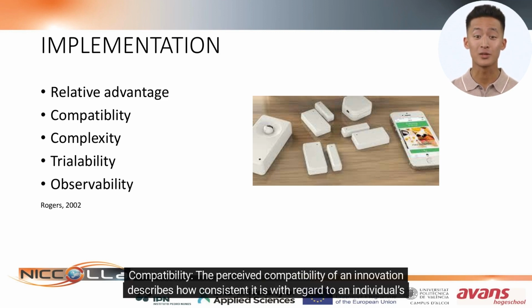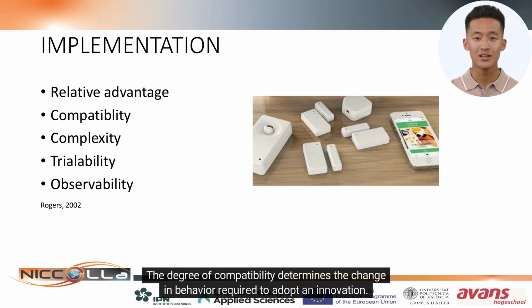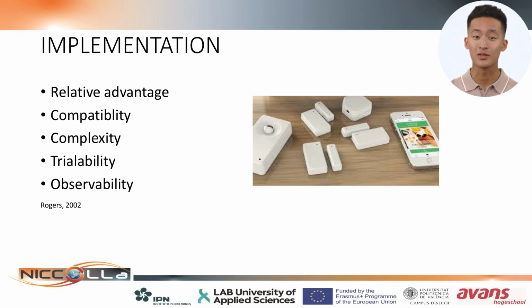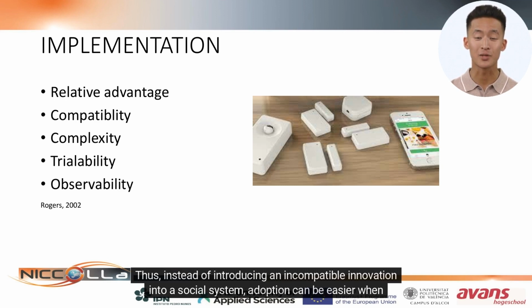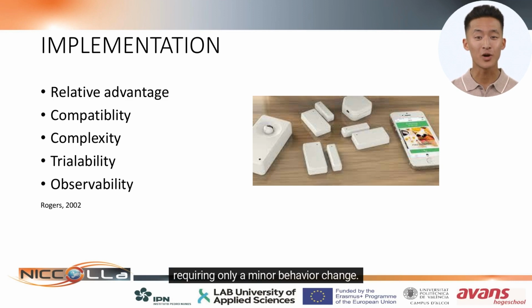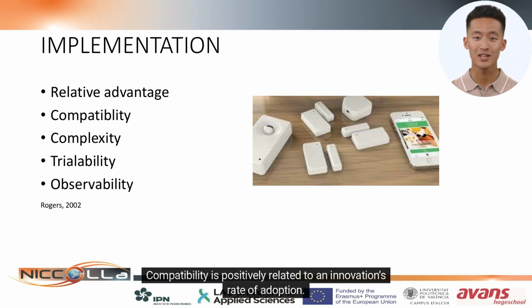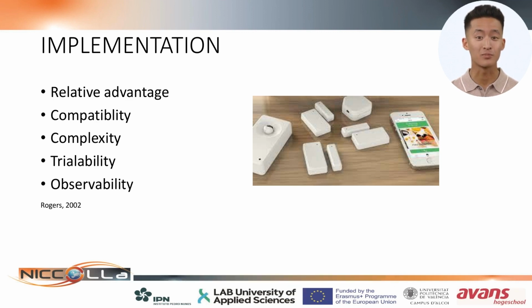Compatibility. The perceived compatibility of an innovation describes how consistent it is with regard to an individual's values, experiences, and needs. The degree of compatibility determines the change in behavior required to adopt an innovation. Thus, instead of introducing an incompatible innovation into a social system, adoption can be easier when the innovation is broken up into several more compatible innovations that can be adopted in sequence, each requiring only a minor behavior change. Compatibility is positively related to an innovation's rate of adoption.